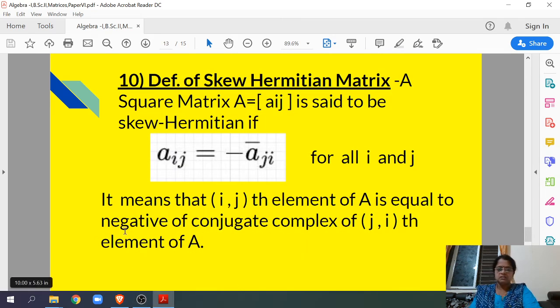Now we will see the definition of skew Hermitian matrix. A square matrix A equal to Aij is said to be skew Hermitian if Aij is equal to minus Aji bar for all i and j. It means that ijth element of A is equal to negative of conjugate complex of jith element of A. Now we will see one example which is satisfying the condition Aij is equal to minus Aji bar.